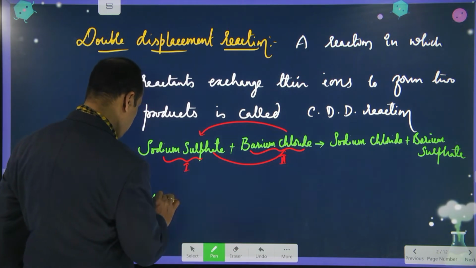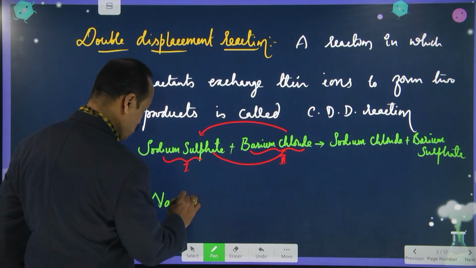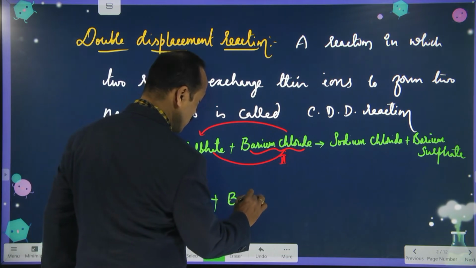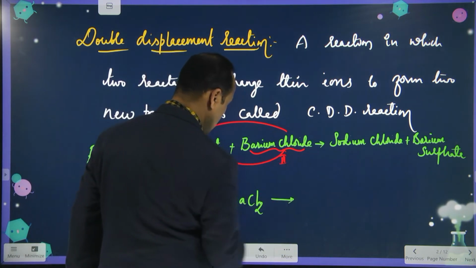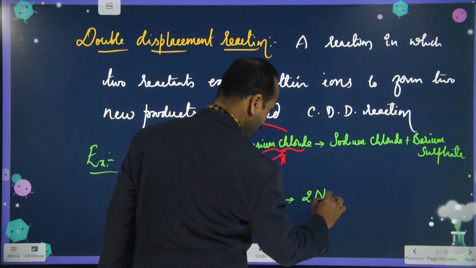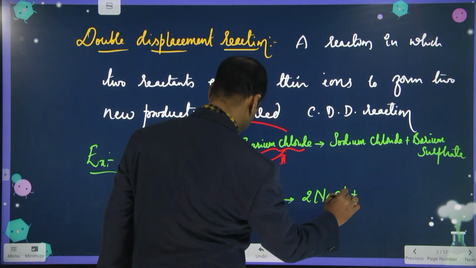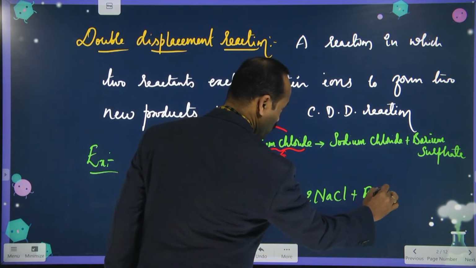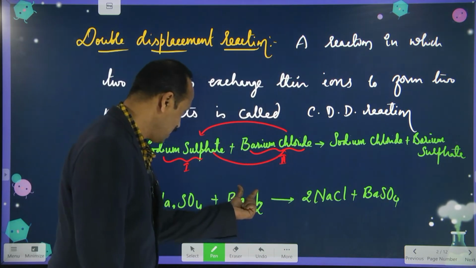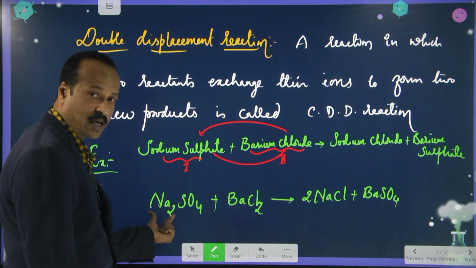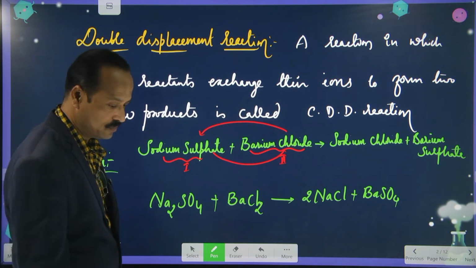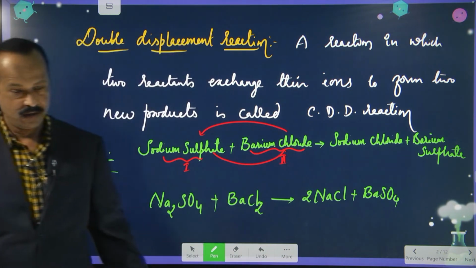Sodium sulfate's formula is Na2SO4. Barium chloride's formula is BaCl2. Now they exchange their ions, so what we get is sodium chloride, 2NaCl, plus barium sulfate, BaSO4. So this is the chemical equation. Sulfate is going there and chloride is coming here. Exchanging their ions, this reaction is called a double displacement reaction. Is this clear? Okay, note down this reaction.